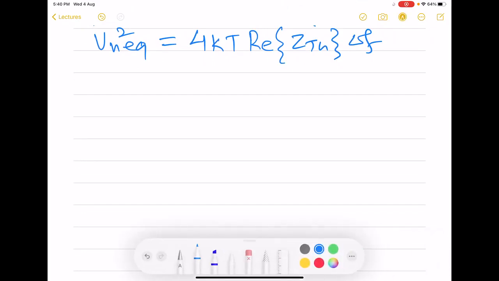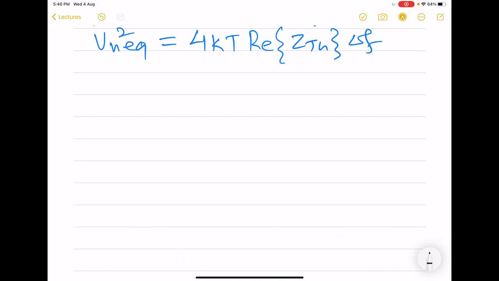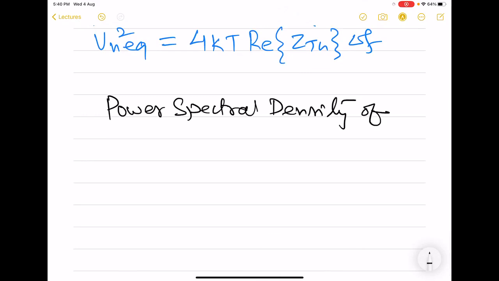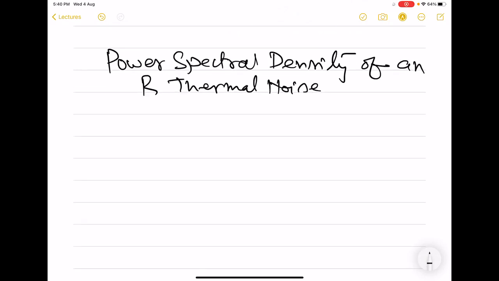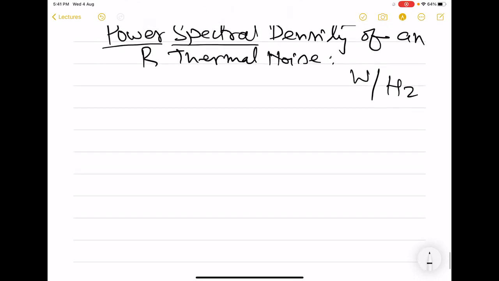Now we are going to talk about the power spectral density of a resistive noise source. So we have a resistor whose thermal noise is known. For that case, we want to know what will be the power spectral density. Power spectral density, as we know, is basically the density of power with respect to spectral component, that means spectrum, that means frequency. So what we want to know is a quantity like watts per hertz. So let us try to find out this power spectral density.